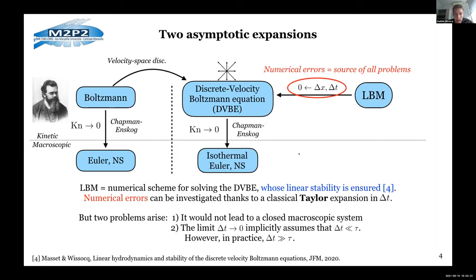And the second issue is that if we try to focus on the limit delta t tends towards zero, it implicitly assumes that delta t is much lower than every physical time in our computation, and particularly the relaxation time tau of the collision model. But in practice, the time step is much larger than the relaxation time of the collision model. So even if we could do such a Taylor expansion, it would not provide us any practical conclusion on what we observed in our simulations.